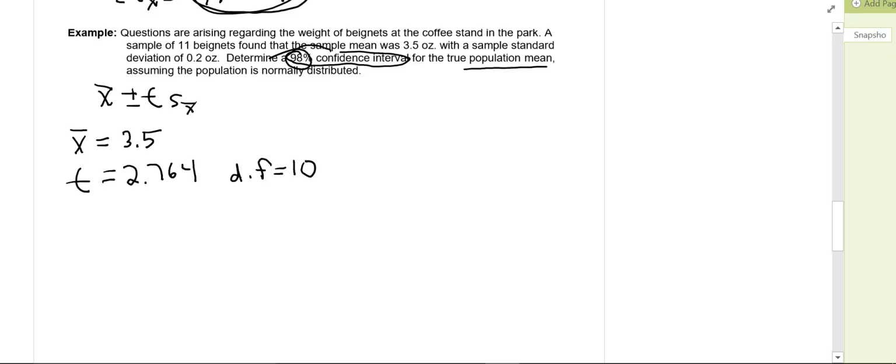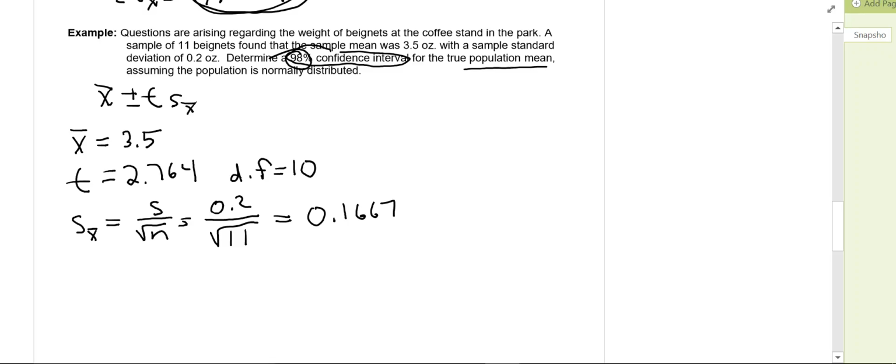Now, I need the standard deviation for the sample mean. Again, by the central limit theorem, this is going to be s over the square root of n. S in this particular problem is 0.2. The sample size is 11. Do your calculations, and your calculation of this should come out to be 0.0603.